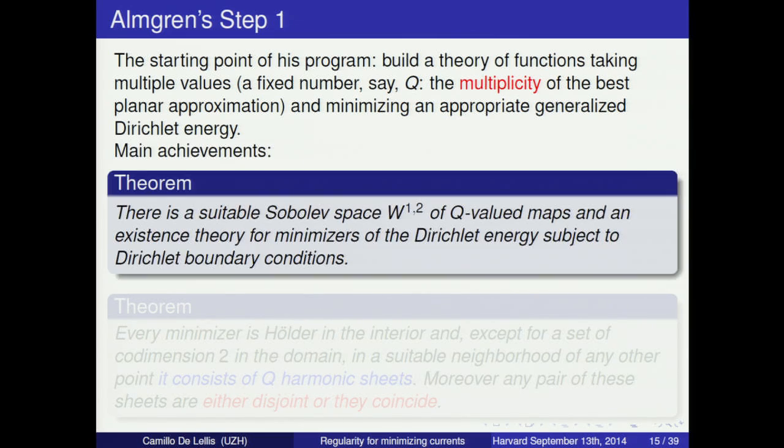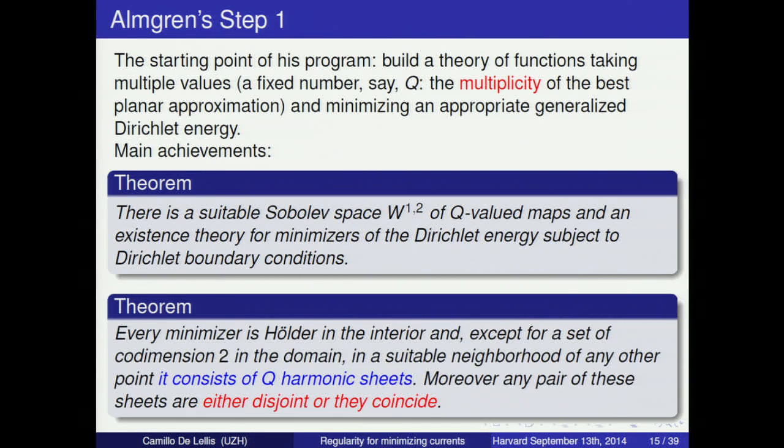So the idea is, around the singularity, for instance, the bad guy, I cannot approximate my current with a single-valued map. It's not the graph of a single-valued map. But it's the graph of a multiple-valued map. So one of the questions that you can pose yourself is, can I build a linear theory? Can I build a theory of maps taking more than one value and minimizing the Dirichlet integral? Can I define Sobolev spaces? Can I prove that there exists a minimizer? Can I prove regularity for this minimizer?